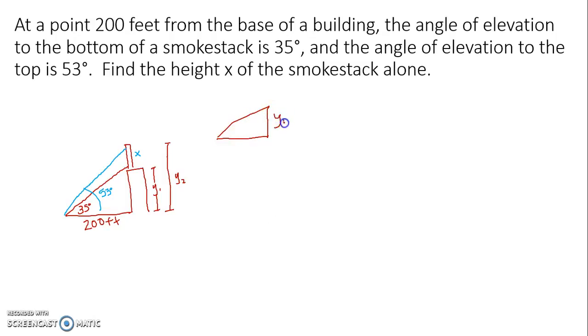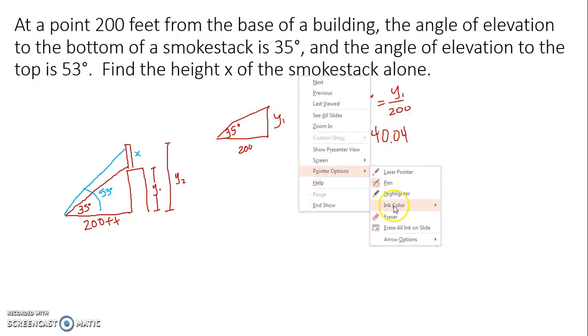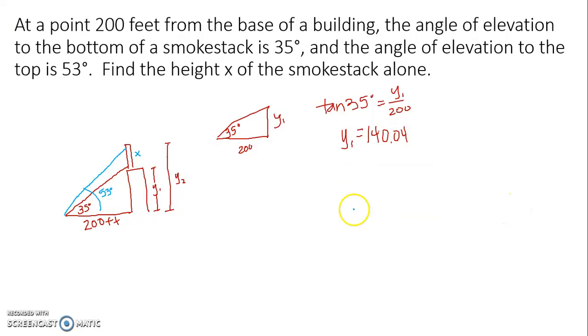So my first triangle is for the building. For y1, I have an angle of 35 degrees. I'm 200 feet away. To figure out what y1 is, that uses the opposite and the adjacent. So that's going to be tangent of 35 degrees equals opposite over adjacent. Multiplying that out in degree mode, I'm going to get that y1 is 140.04 feet. Go ahead and set up your triangle and solve for that second one.